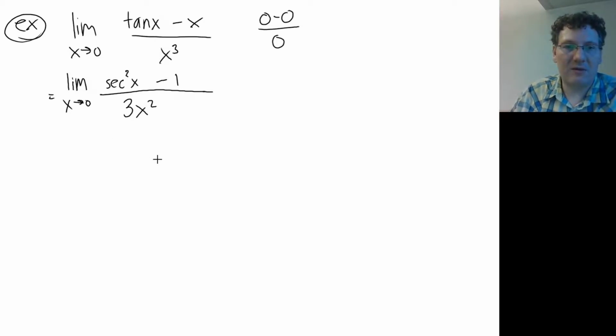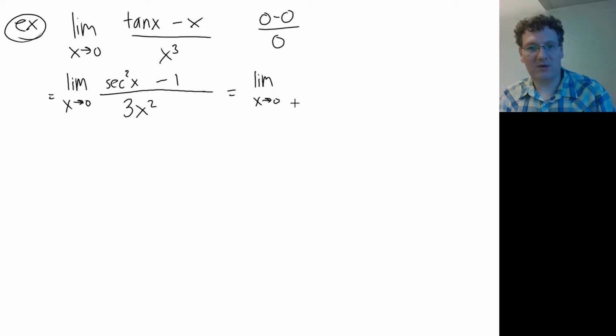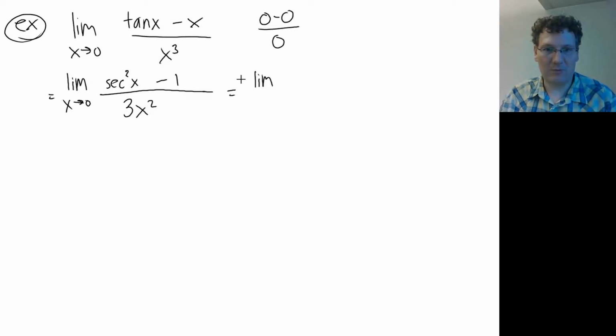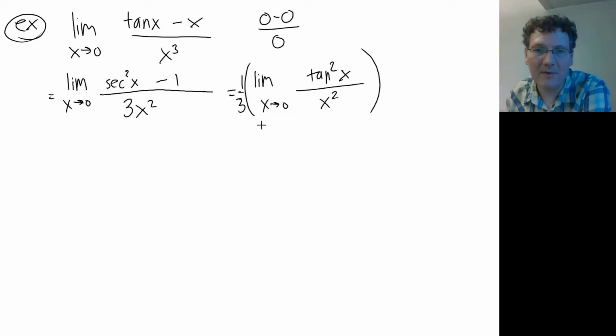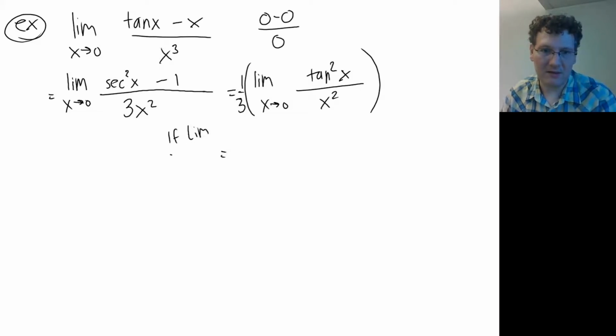Now we might observe that up top, that numerator, secant squared x minus 1, is actually just tangent squared. So we can write this as the limit as x goes to 0. Actually, what we can do is take the 1/3 out of this: 1/3 times the limit as x goes to 0 of tangent squared of x over x squared.